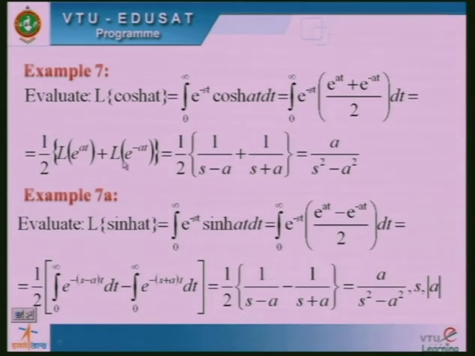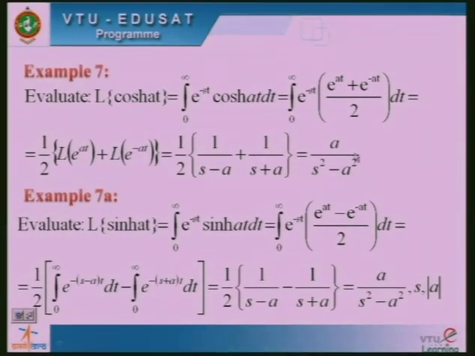So this is equal to 1 by 2, which is constant, keep as it is, and we know that the Laplace transform of e raised to at is 1 divided by s minus a. We also know that the Laplace transform of e raised to minus at is 1 divided by s plus a. Take the LCM and simplify. So what can we obtain? a divided by s square minus a square. You observe it is a function of s.